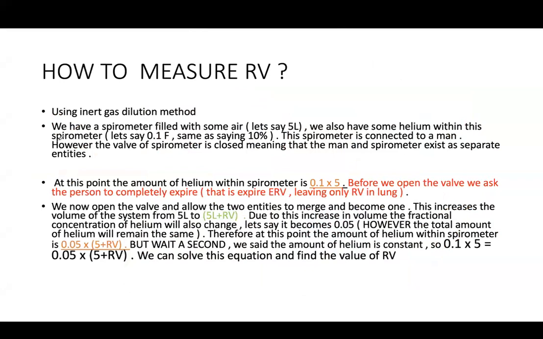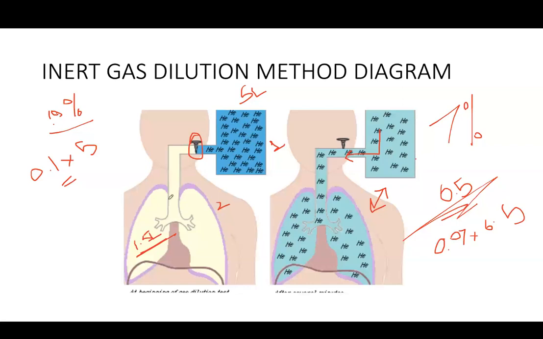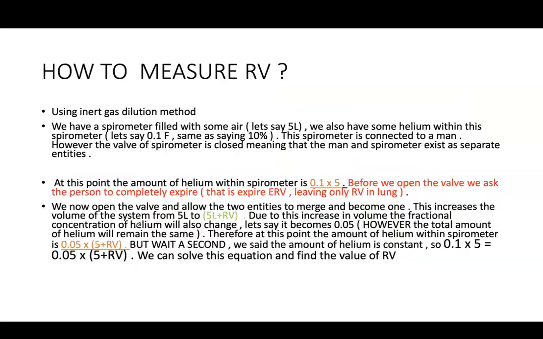Okay, real quick now. We have a spirometer filled with some air, let's say 5 liters. We also have some helium within this spirometer, let's say 0.1 F, which is fractional concentration. It's the same as saying 10%. This spirometer is connected to a man. However, the valve of the spirometer is closed, meaning that the man and spirometer exist as separate entities. This is system 1, this is system 2. They're completely separate. At this point, the amount of helium within spirometer is 0.1 multiplied by 5.